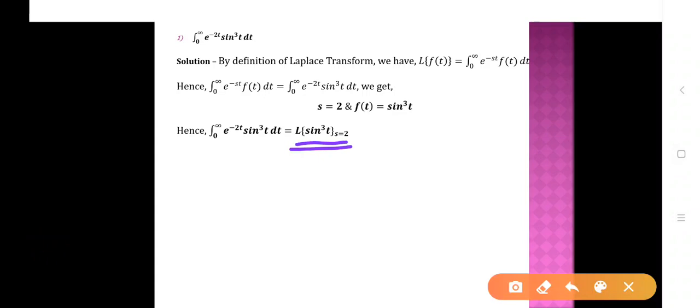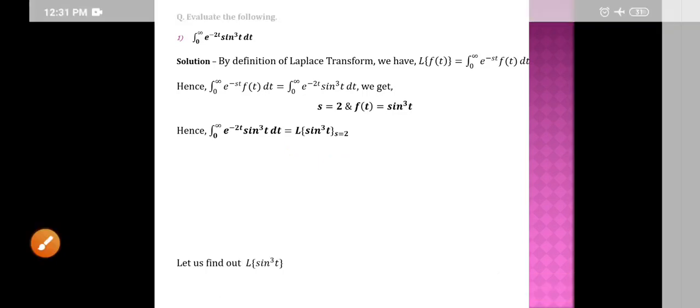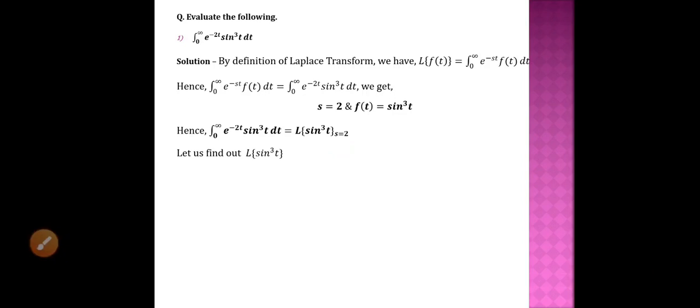So remember this one. This is a very important step. We have to just find out the Laplace transform of sine cube of t using the previously studied methods, or you may say using the elementary function Laplace transform results, and then in that result replace s by 2. So you will get the answer. Now we will go to the next step. So first we have to find out the Laplace transform of sine cube of t.